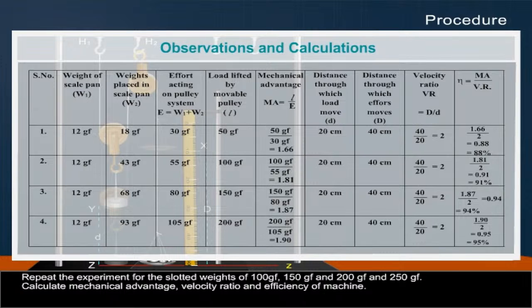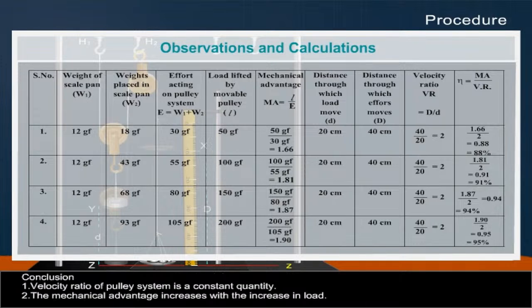4. 12 gram force, 93 gram force, 105 gram force, 200 gram force. 200 gram force divided by 105 gram force is equal to 1.90. 20 centimeter, 40 centimeter, 40 divided by 20 equal to 2. 1.90 divided by 2 is equal to 0.95, equal to 95%.